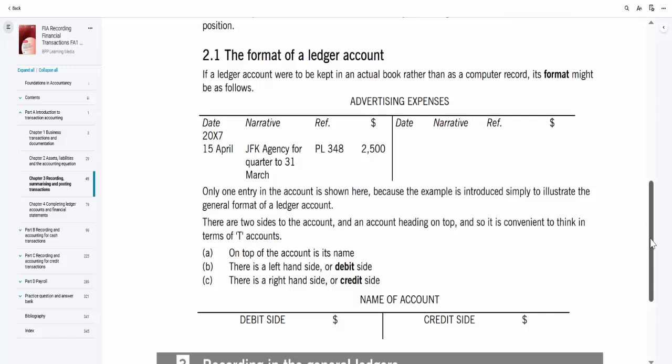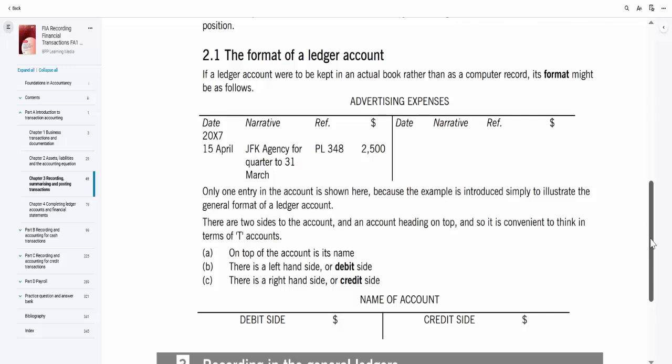Students, we have already discussed many of these fundamental concepts in chapters 1 and 2, such as assets, liabilities, income, expenses, and the principles of double-entry bookkeeping. If you need a refresher or want to revisit those topics, please check out the links provided in the description below. This will help you connect the dots as we dive deeper into today's lesson.